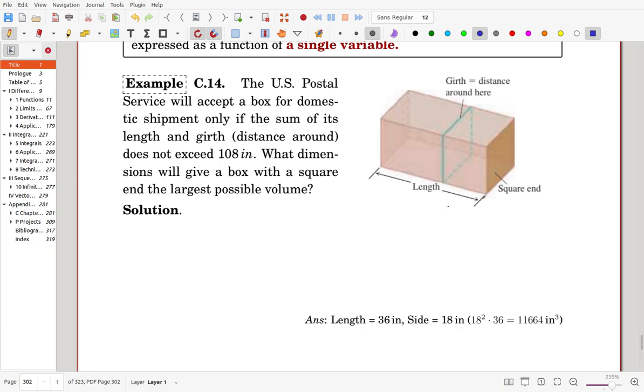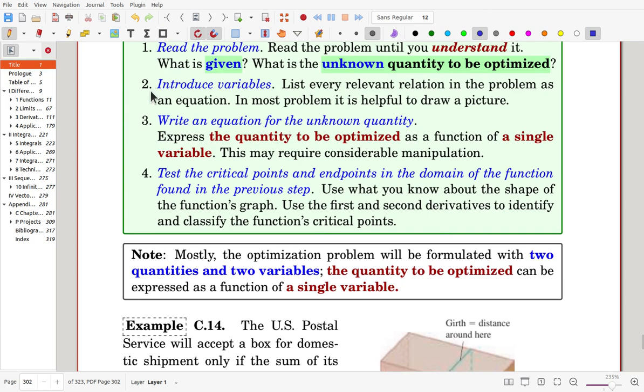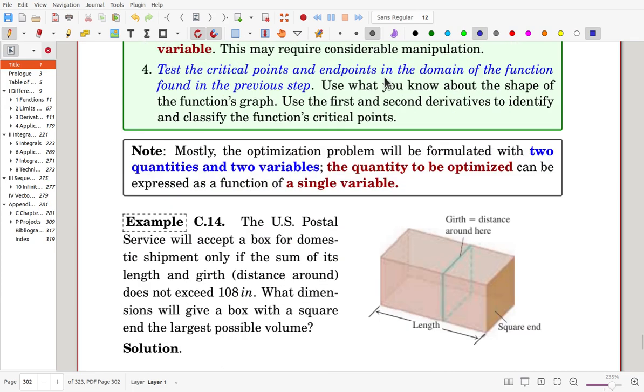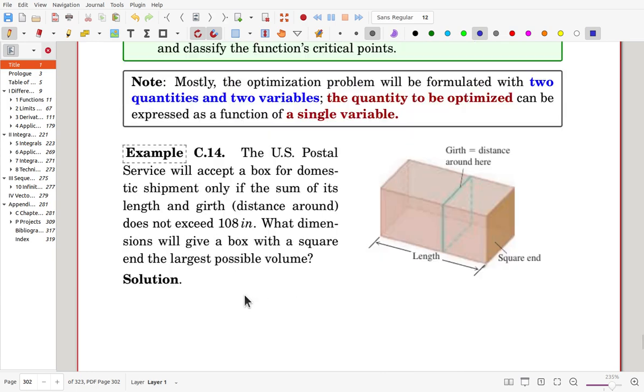If we introduce the variables, so here in the strategy, you have to introduce variables, and you have to understand what is given and what is the unknown quantity to be optimized. To be optimized in this problem is volume, right? First of all, you have to introduce variables. Let's say this is y and that is x. With a square bottom and length y, the volume will be x squared y.